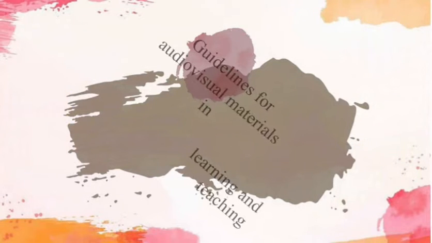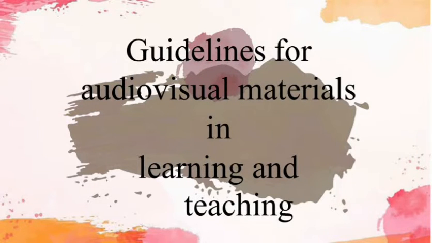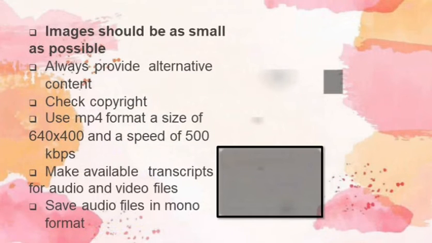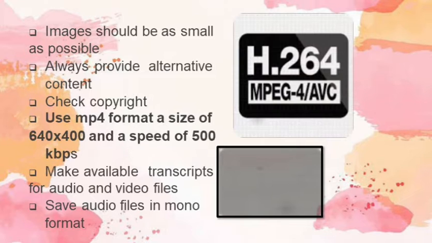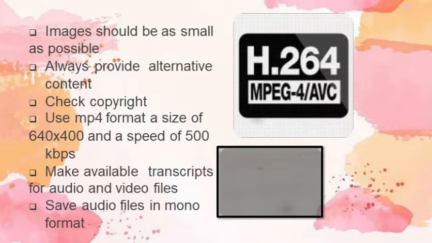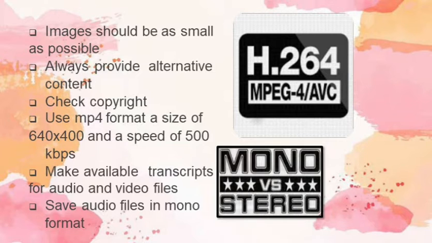Let's move on to guidelines for audio-visual materials in learning and teaching. First, images should be as small as possible. Second, always provide alternative content. Third, check the copyright. Fourth, use MP4 format, a size of 640 by 400 and a speed of 500 kbps. Next, make available transcripts for audio and video files. And lastly, save audio files in mono format.